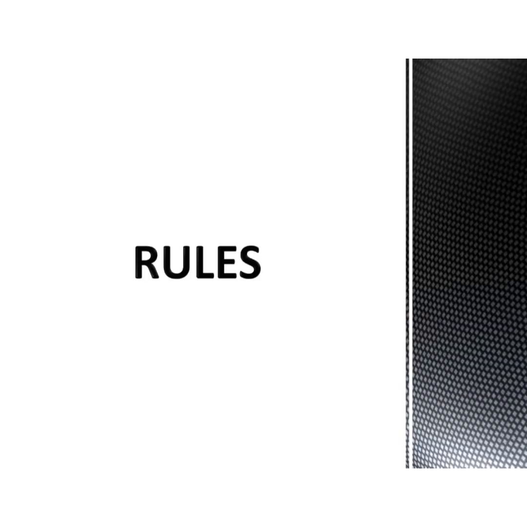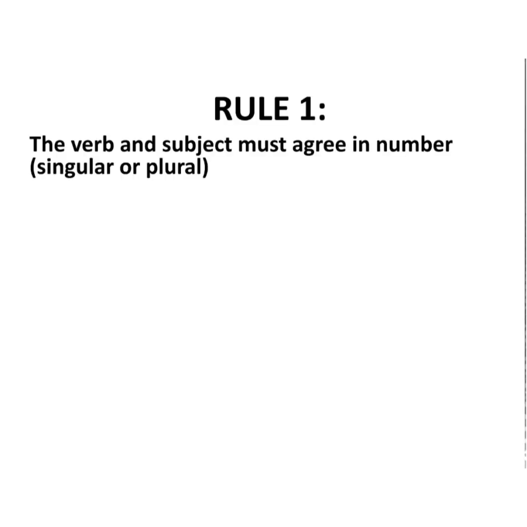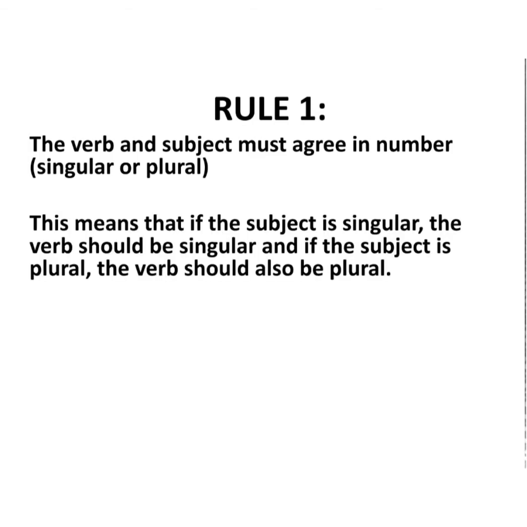Here are some rules you must keep in mind. Number 1, the verb and subject must agree in number. Here, number means singular or plural. This means that if the subject is singular, the verb should be singular, and if the subject is plural, the verb should also be plural. I hope you understand. If the subject is what? Singular, the verb should be singular. And if the subject is plural, the verb should also be plural.